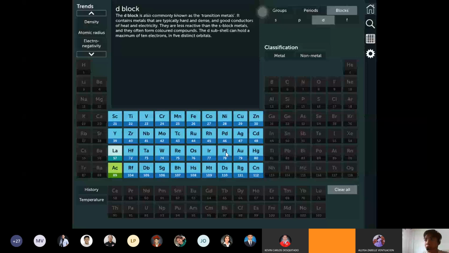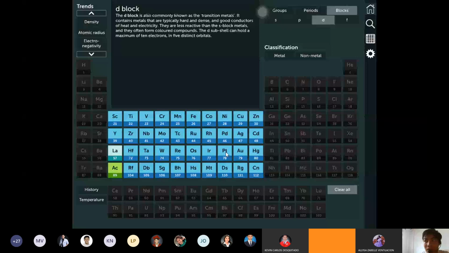And lastly, yung F orbital, no? So, yung F orbital natin, it can contain up to 14 electrons. That's why it has 14 columns. No? So, 1, 2, 3, 4, 5, 6, 7, 8, 9, 10, 11, 12, 13, 14. So, may 14 columns tayo. So, yun yung reason. So, tignan natin.